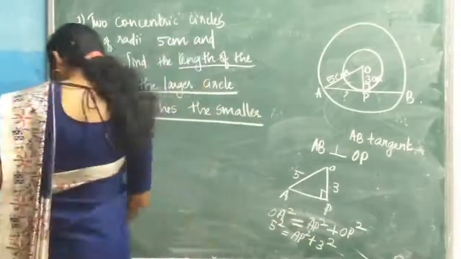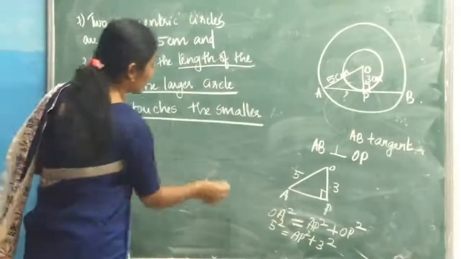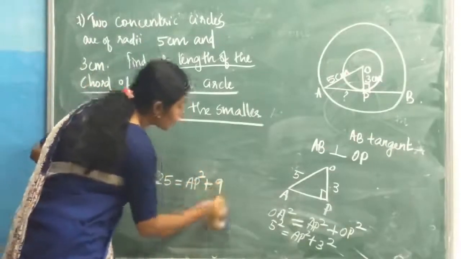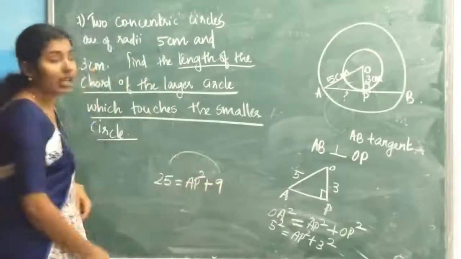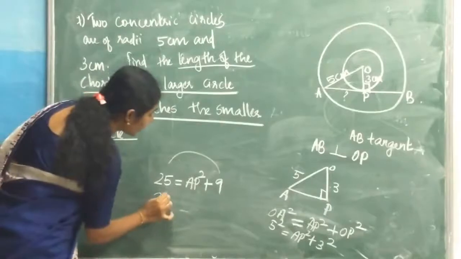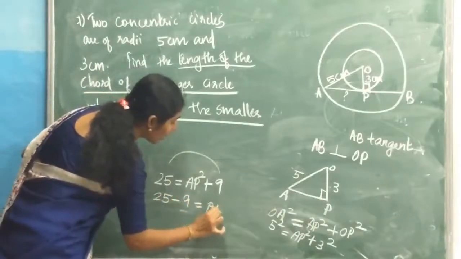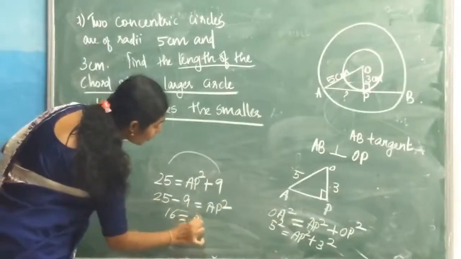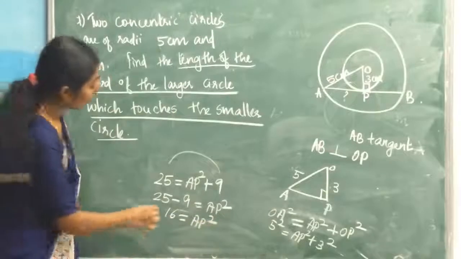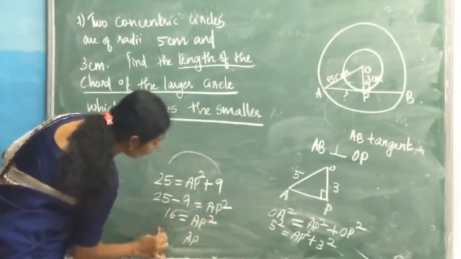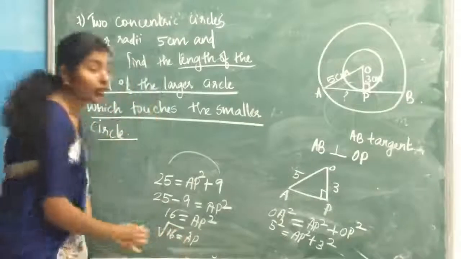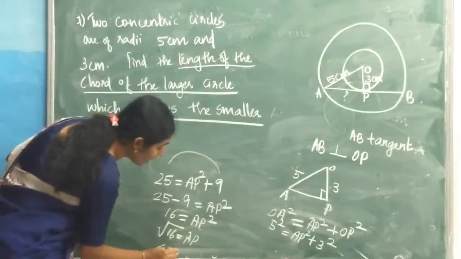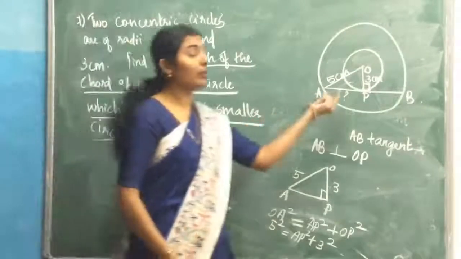5 square is 25, equal to AP square plus 3 square is 9. Shift 9 to the left side. So what do you get? 25 minus 9 equal to AP square. So what do you get here? 16 equal to AP square. So how to find AP? Take the square root of 16. What is the square root of 16? 4 fours are 16. So the square root of 16 is 4. So AP is 4.